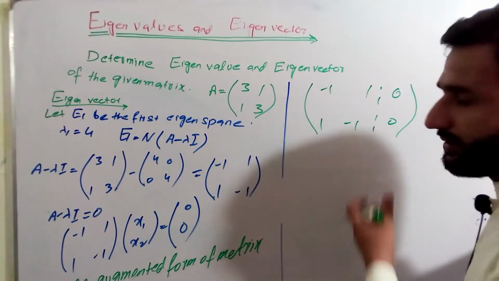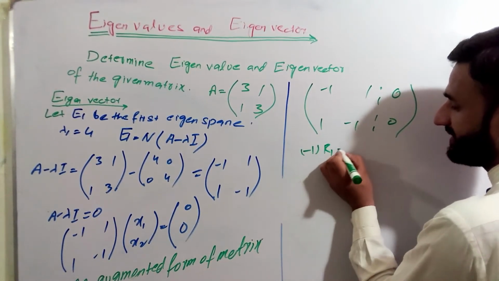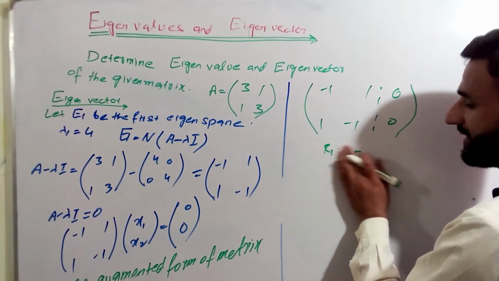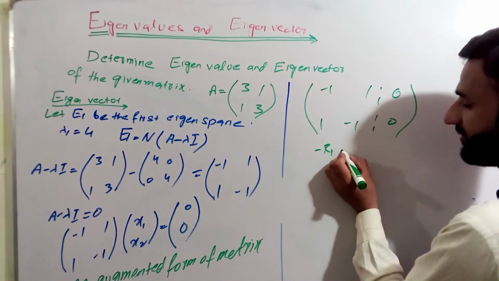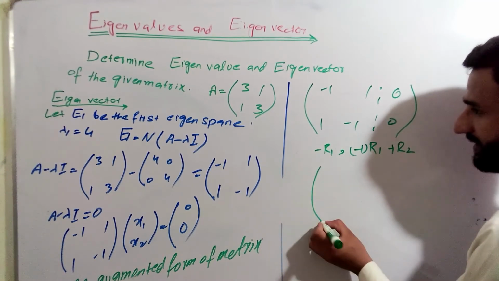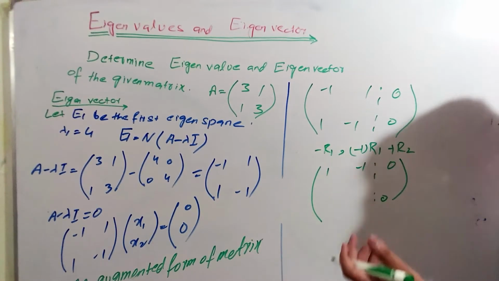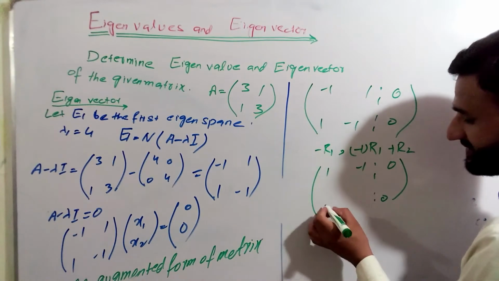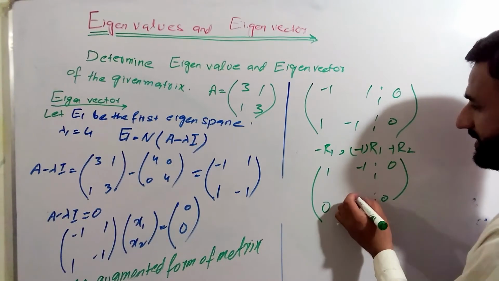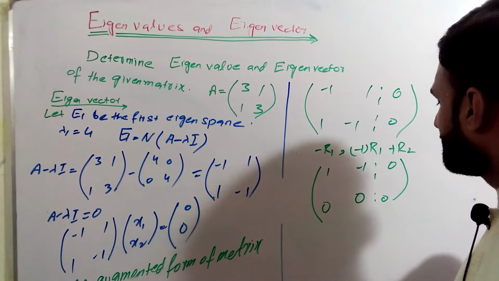So we can solve it by the reduced echelon form of the matrix. First, multiply R1 by minus 1, and second, add R1 to R2. So you can easily sort it out. After the first step we get 1, negative 1, 0, and 0, because the second row becomes 0. This is the basic criteria, and you can find out the values.